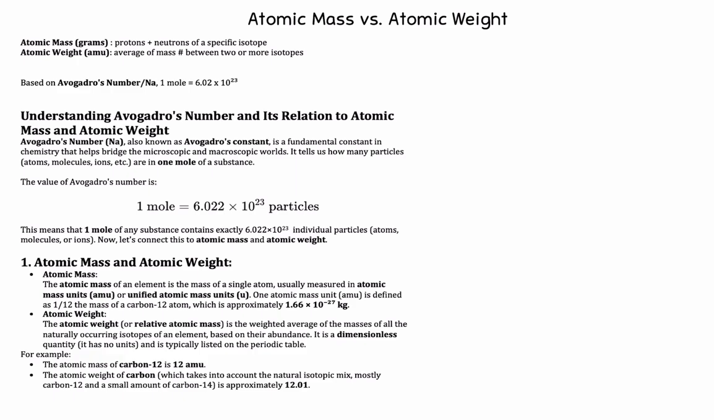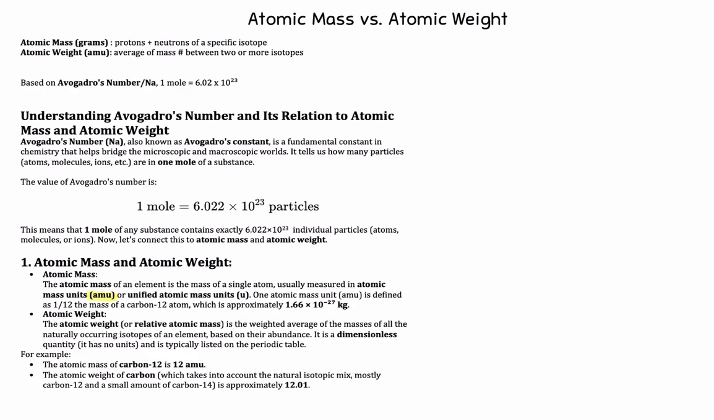And now let's try to connect it with atomic mass and atomic weight. So first, let's look at atomic mass and atomic weight. The atomic mass of an element is usually measured in AMU, which is atomic mass unit, or U, unified atomic mass unit. 1 AMU is defined as 1/12th the mass of a carbon-12 atom, which is approximately 1.66 times 10 to the negative 26 kilogram.